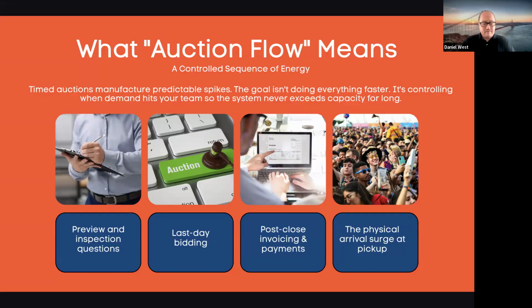People who need special attention, people who have unique situations that they need to discuss. You should just know that during the payment period, you want to make sure that you have adequate staff on site in order to answer any questions. And then, of course, pickup day, right? When people come to get their stuff that they bought, there's a surge that happens there as well. That is the primary physical surge that actually happens as part of a timed online auction process.